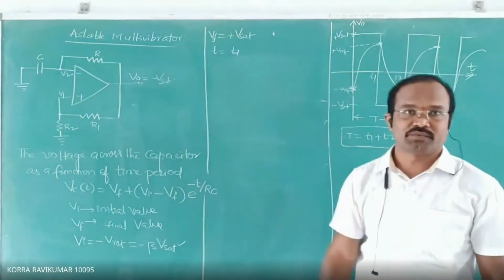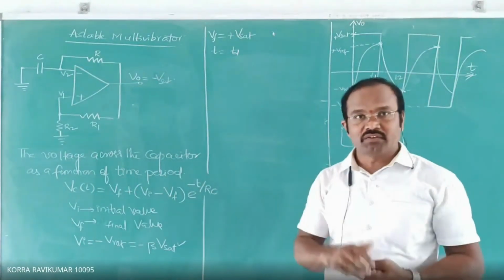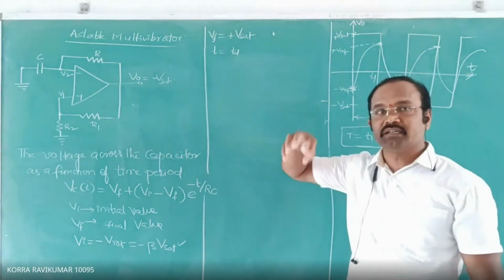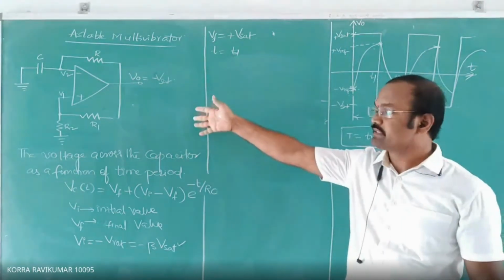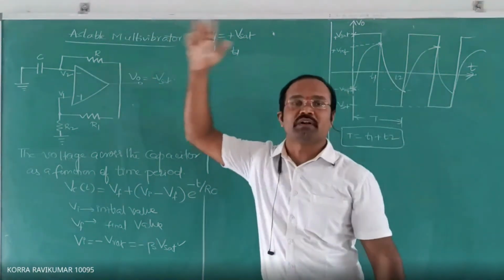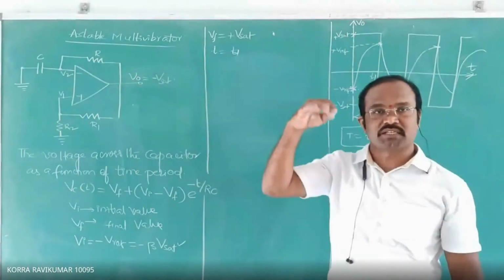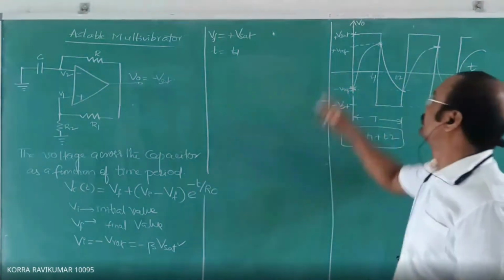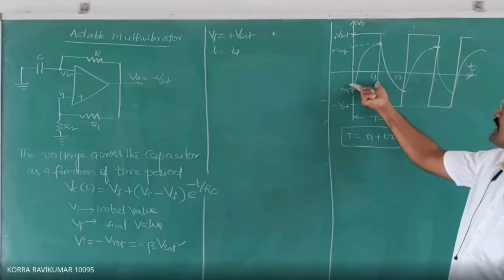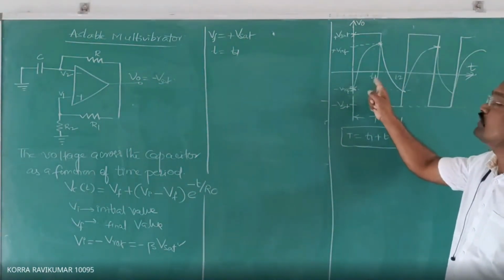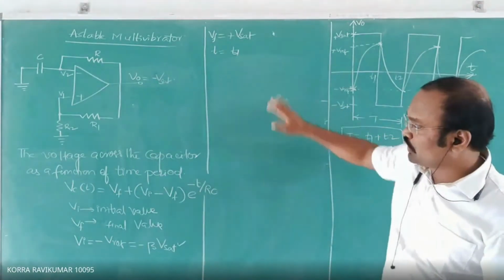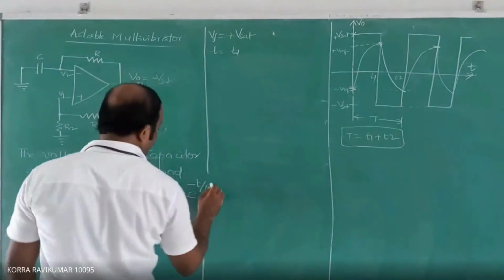And the final value of the capacitor. Final value means the maximum output voltage that appears at the output terminal of the circuit. The same output voltage appears across the capacitor at the time of charging. That is the final value, which is equal to plus V saturation. And for the starting time period, t is equal to t1. Now we have all the values. Substitute all the values in this equation number 1.